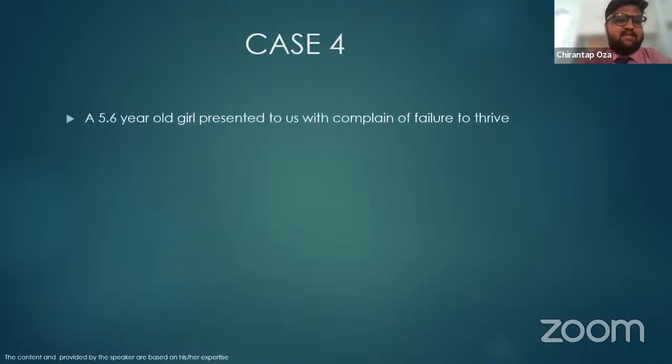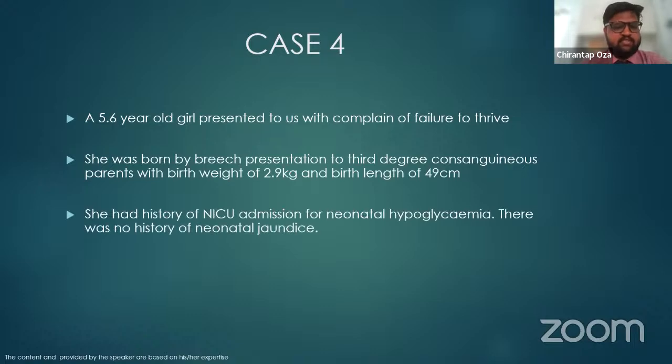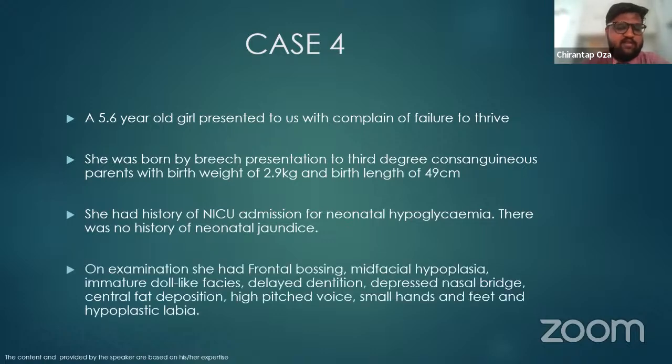Moving on to the next case, we have a 5.5-year-old girl who presented to us with complaint of failure to thrive. She was born by breech presentation to third-degree consanguineous parents with birth weight of 2.9 kg and birth length of 49 centimeters. She had history of NICU admission for neonatal hypoglycemia. There was no history of neonatal jaundice in the child.